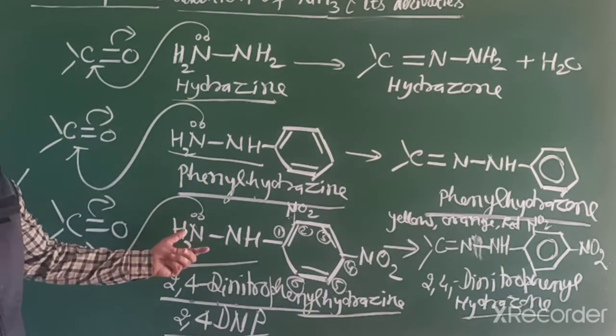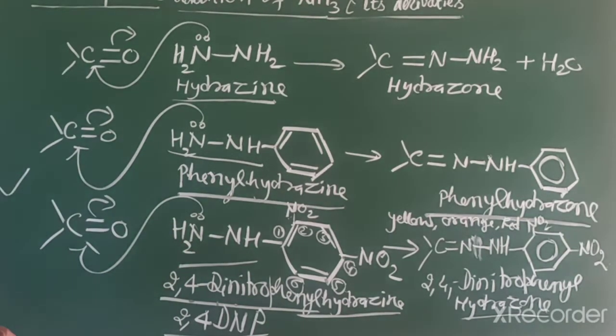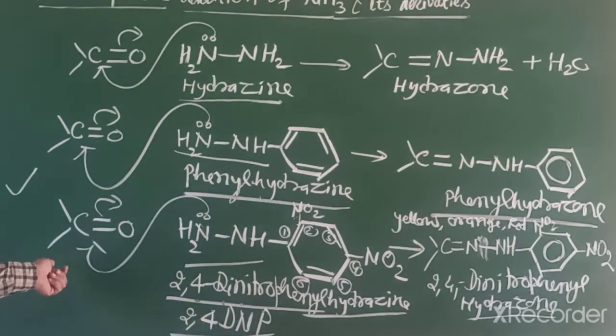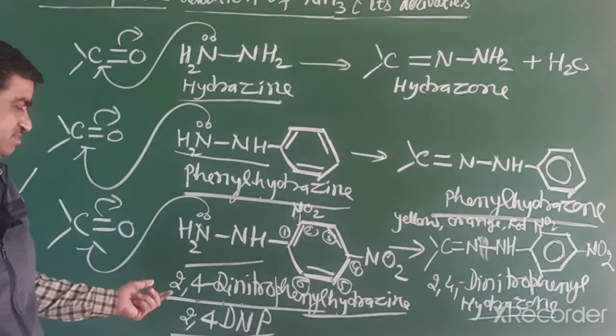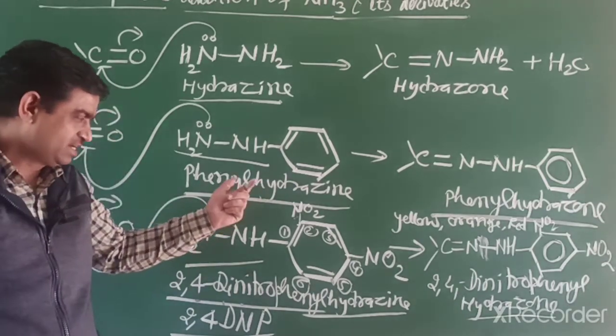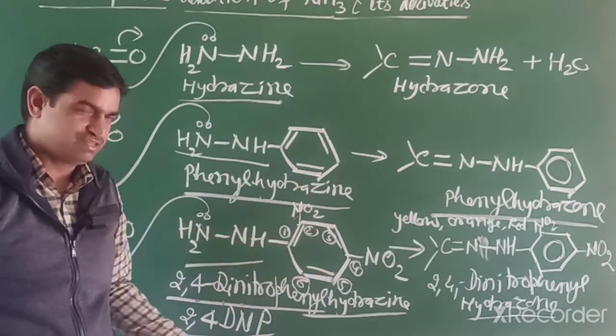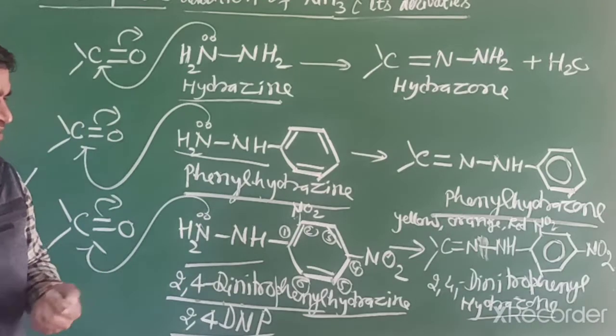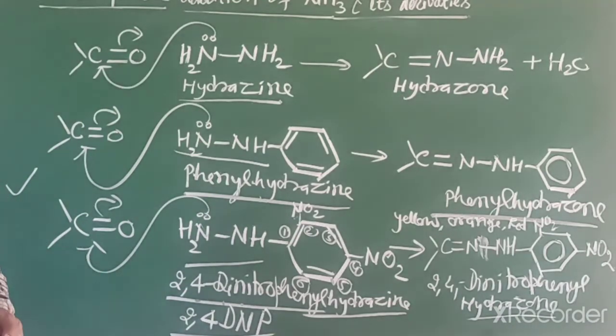By this reaction we can distinguish that the given compound is a carbonyl, because it forms a yellow, red, or orange precipitate on reacting with the 2,4-DNP reagent. It means the characteristic reagent is 2,4-dinitrophenylhydrazine, and the product is 2,4-dinitrophenylhydrazone.